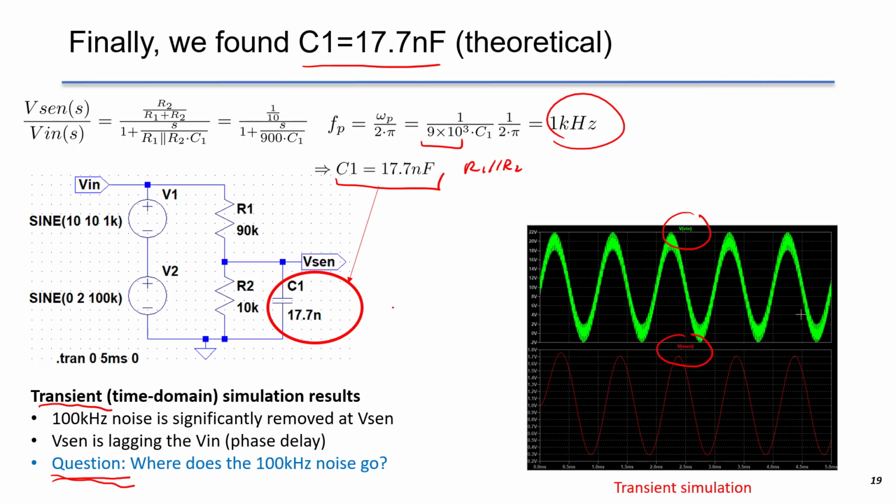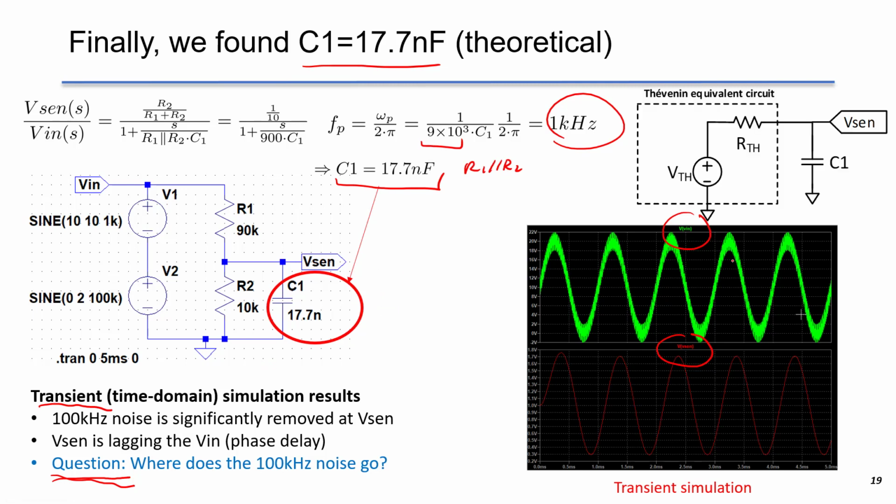If we look at the Thevenin equivalent circuit, we see that at 100 kHz, the impedance of C1 is so small that the voltage sensing gain of this part over RTH is very small, so Vsen doesn't have much voltage drop from Vin at 100 kHz. This is why very little 100 kHz component occurs across C1 at 100 kHz.